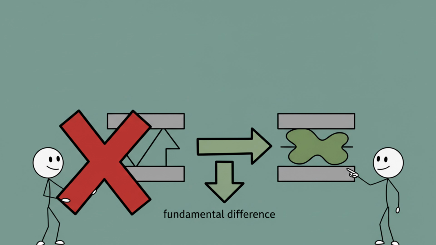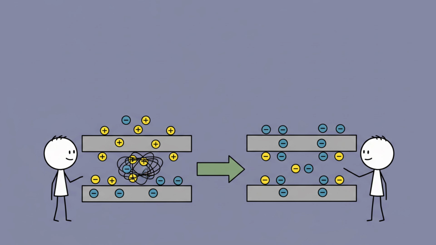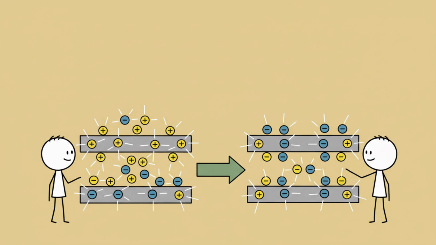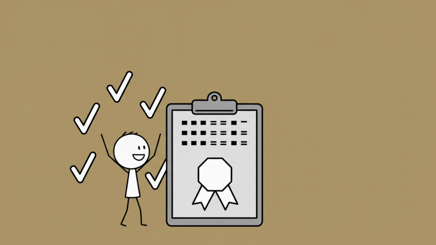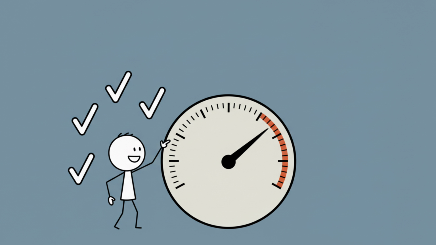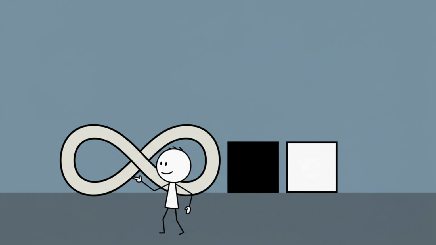OLED doesn't use a backlight at all. Instead, each pixel contains organic compounds sandwiched between two electrodes. When voltage is applied, electrons and holes recombine in the emissive layer and release energy as visible light. Every pixel is its own tiny light bulb that turns on and off completely. No backlight bleeding, no zones, no compromises. The specs are wild. Response time is 0.1 milliseconds, basically instant. Contrast ratio is infinite because pixels turn completely off for perfect black.